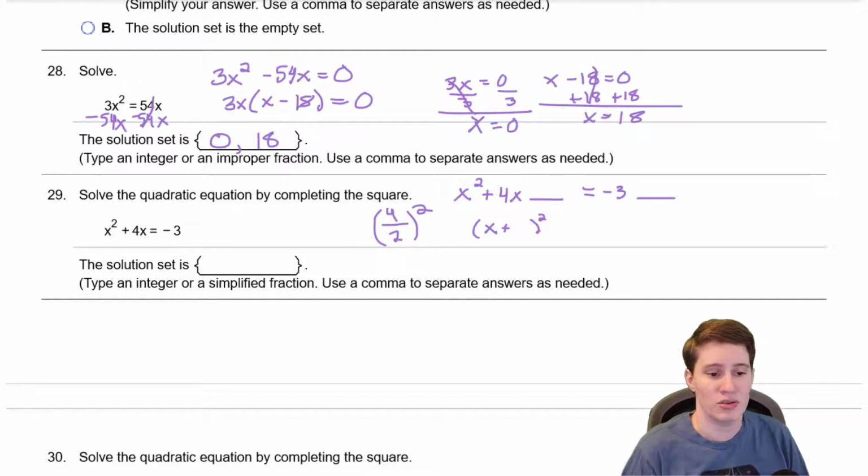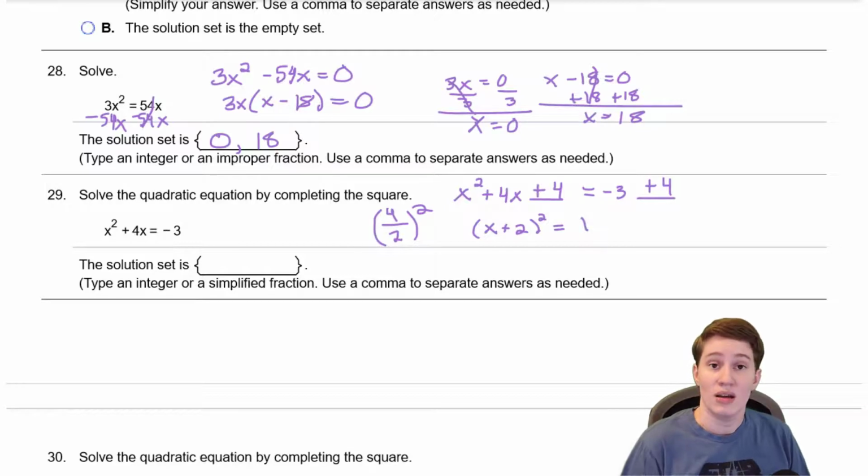So 4 divided by 2 is 2, and 2 squared is 4. So we need to put a plus 4 here, and a plus 4 here. We factor x squared plus 4x plus 4 into the things that multiply together to get 4 and add to get 4, which is 2. And then we go ahead and add the things together on the right side. So that would be a 1.